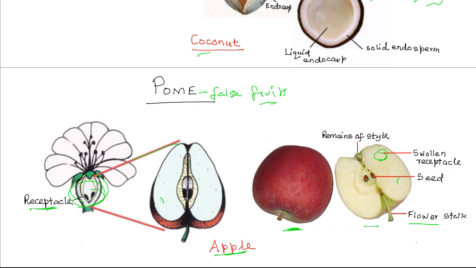This is the flower stalk, and these are the remains of the style. Because the style, that is the apex of the carpel, does not completely disappear. Whereas the other parts of the flower dry and fall off, like the corolla, the stamen, and the calyx, the style and bits of the stigma are persistent, and they can be seen in the mature apple fruit.